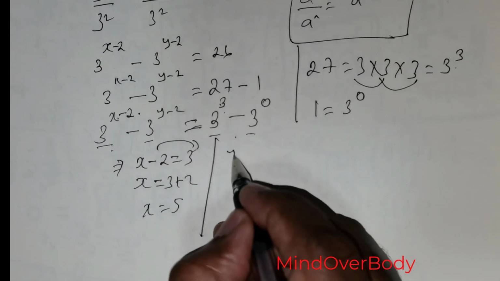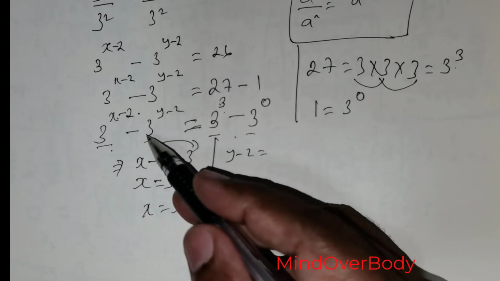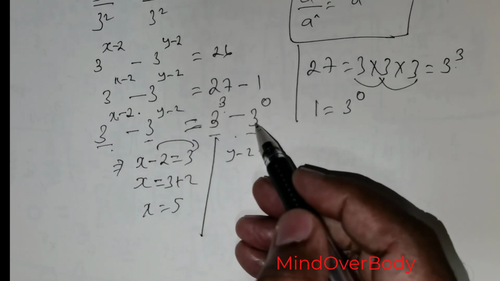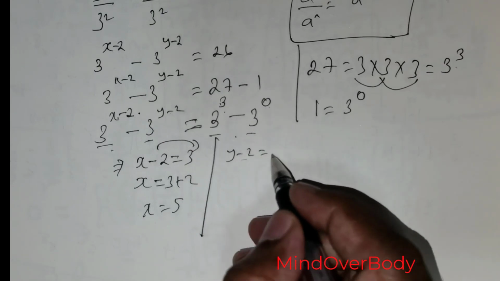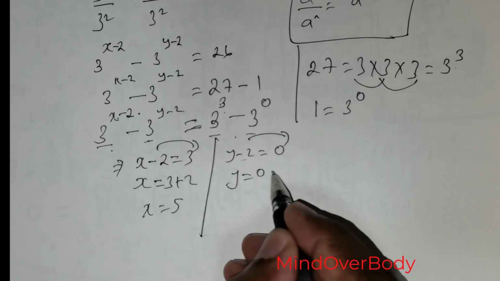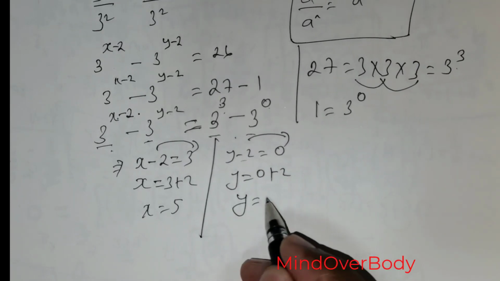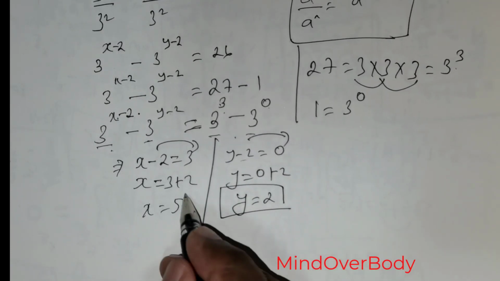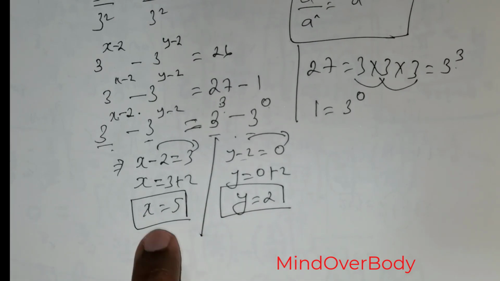And similarly, comparing y − 2, in fact comparing 3 raised to the power of y − 2 with 3 raised to the power of 0, I would get y − 2 is equal to 0. Moving the −2 to the other side, I get 0 + 2, which is y is equal to 2. So y is equal to 2 is one solution, followed by x is equal to 5.